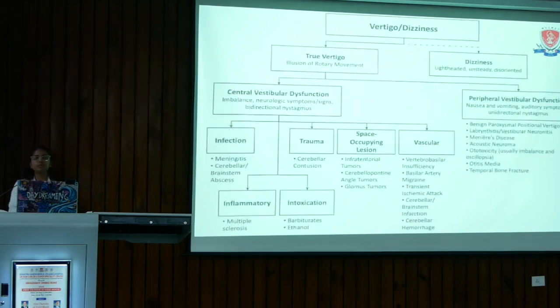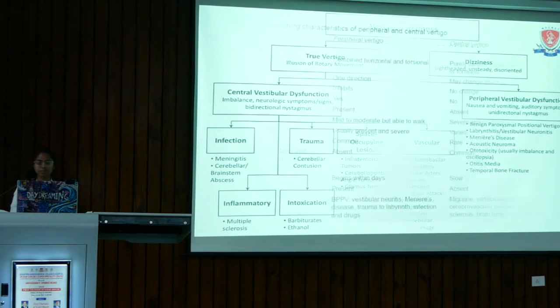This is an algorithm which helps us to distinguish between true vertigo and dizziness, and if true, then to differentiate between central vestibular dysfunction and peripheral vestibular dysfunction. The etiologies for central vestibular dysfunction would be further discussed in detail by my fellow mate from the General Medicine Department. While if it is of the peripheral variety, then the causes may include BPPV, labyrinthitis, Meniere's disease, acoustic neuroma, ototoxicity, otitis media, and temporal bone fractures.